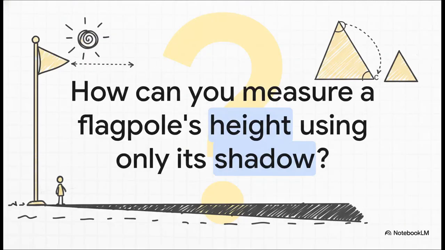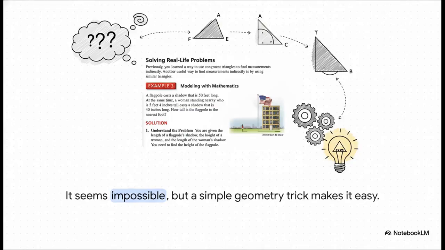So picture this. You're standing in front of this giant flagpole. You can't climb it, you definitely don't have a huge measuring tape, but you notice it's casting this long shadow on the ground. So the question is, could you actually figure out its exact height using just that shadow? It sounds like a riddle, right? But believe it or not, this is a real problem. And the solution is surprisingly simple.